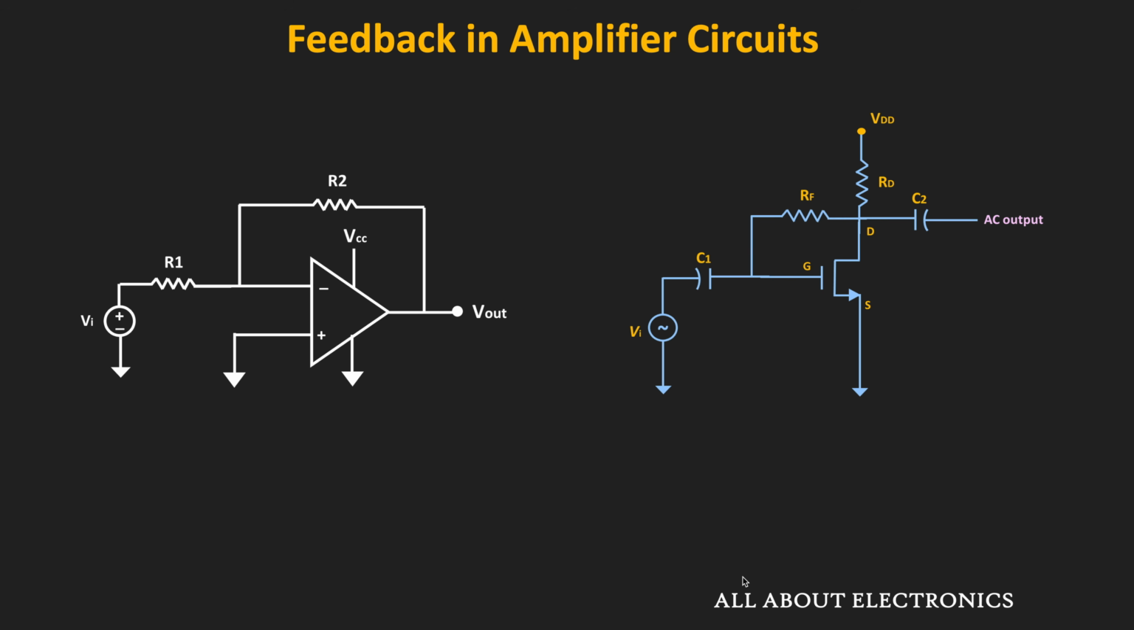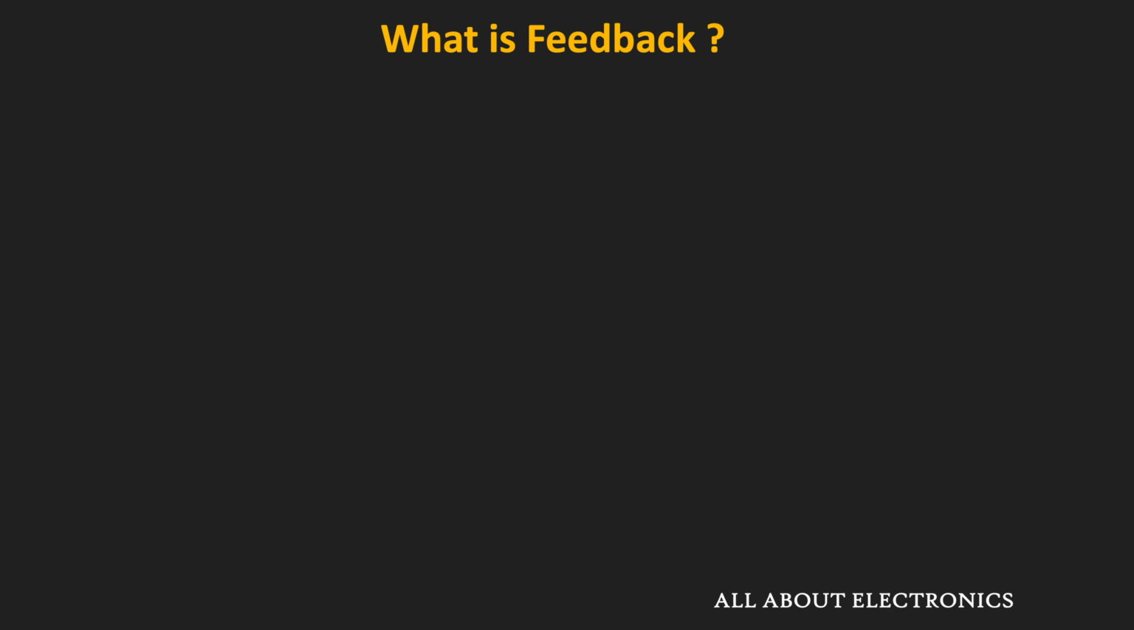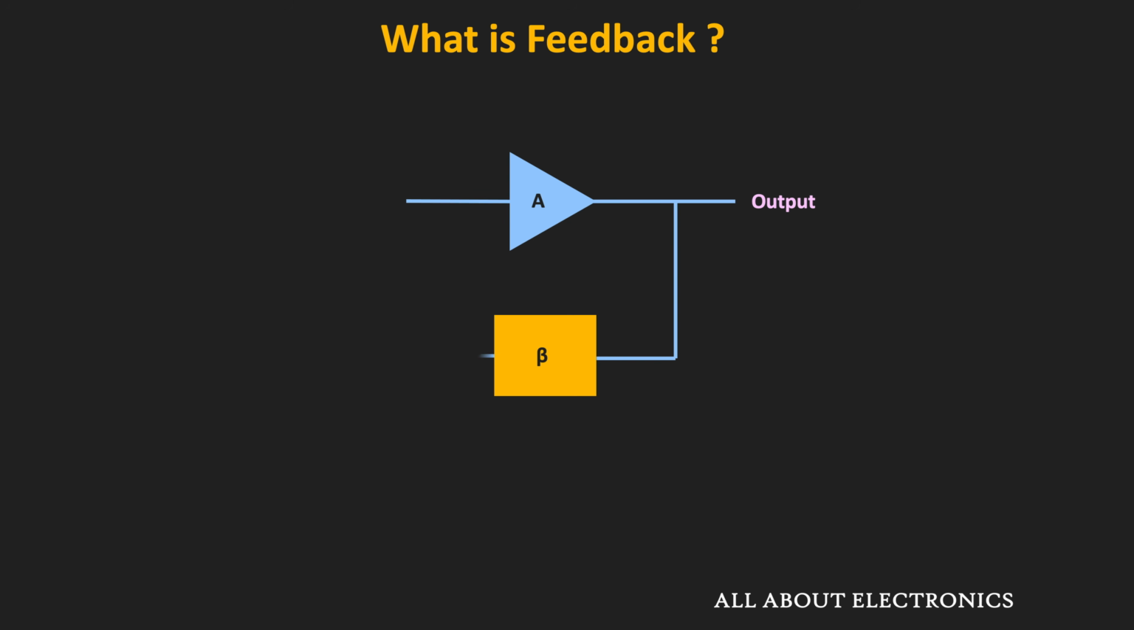And we will also see the effect of the feedback on the amplifier circuit. And in the upcoming videos, we will also learn about the different feedback topologies. But here, first let us understand what feedback is. In feedback, a fraction of the output signal is sampled and then given back to the input side. Basically, this fraction of the output signal is either added to or subtracted from the source signal, and then it is given as an input to the circuit.